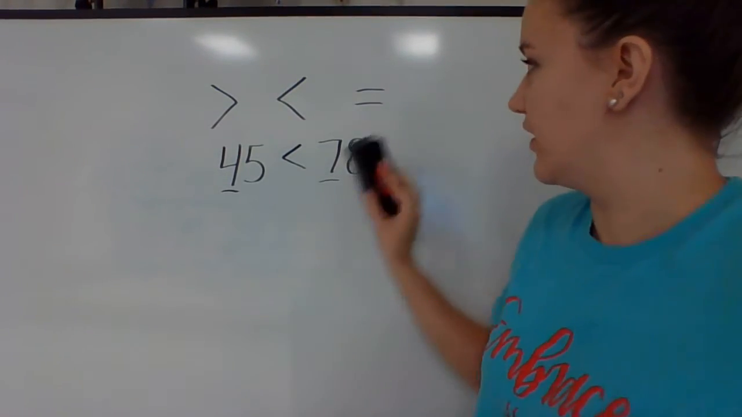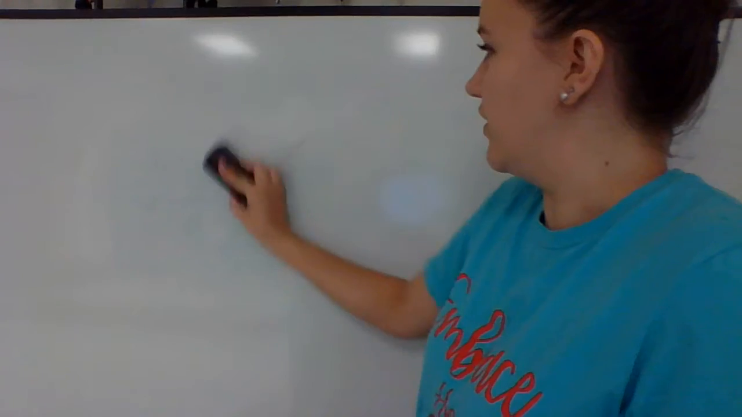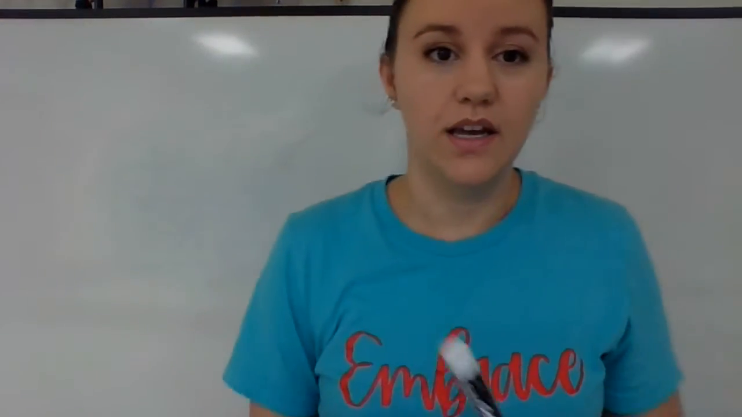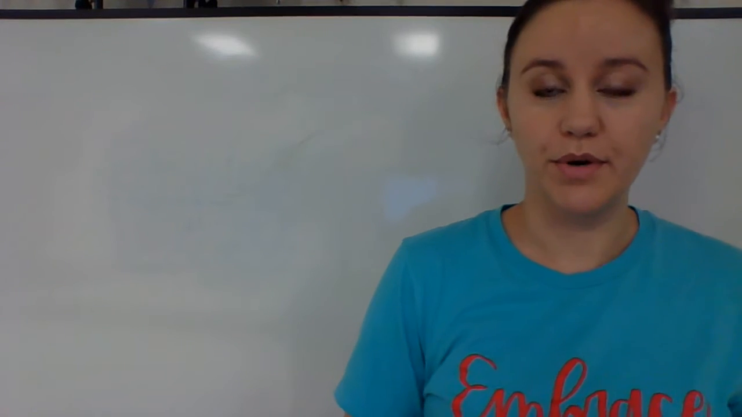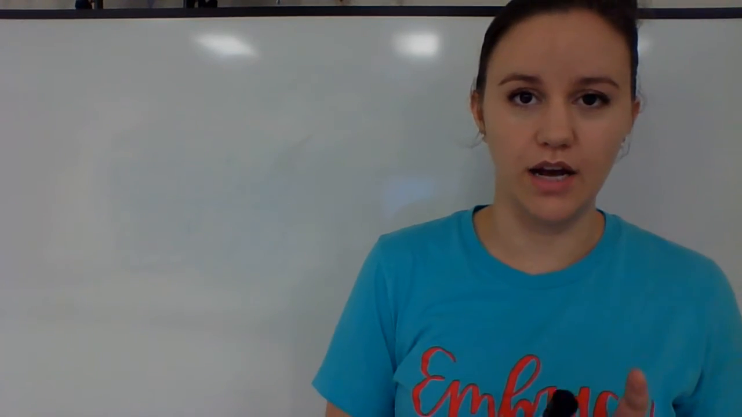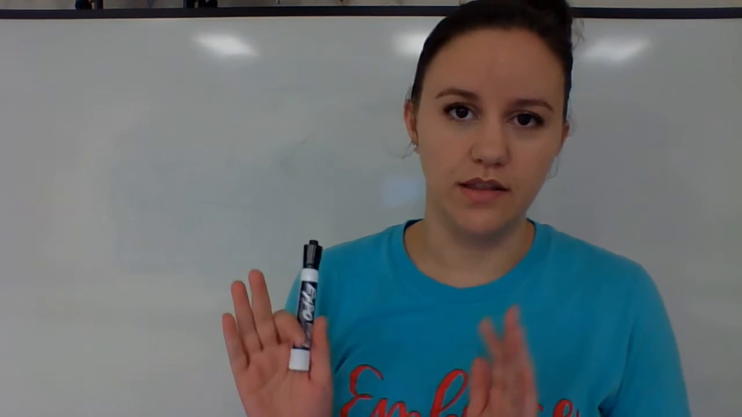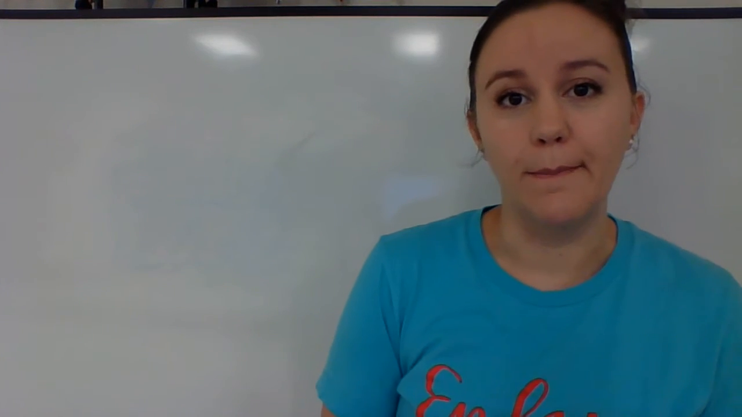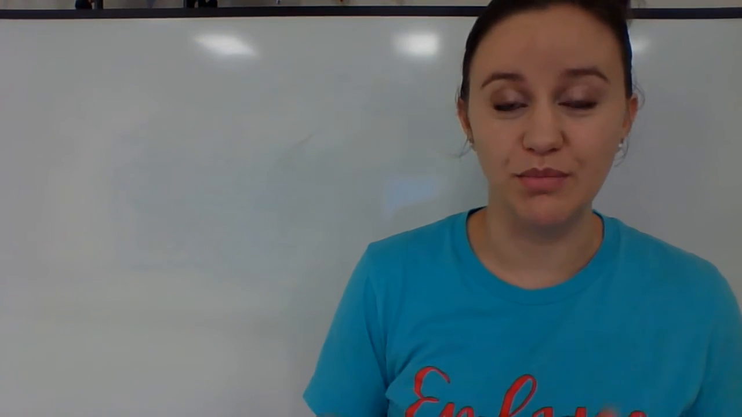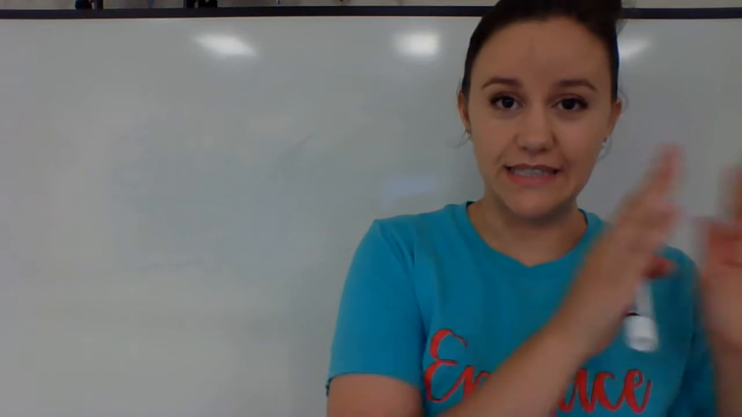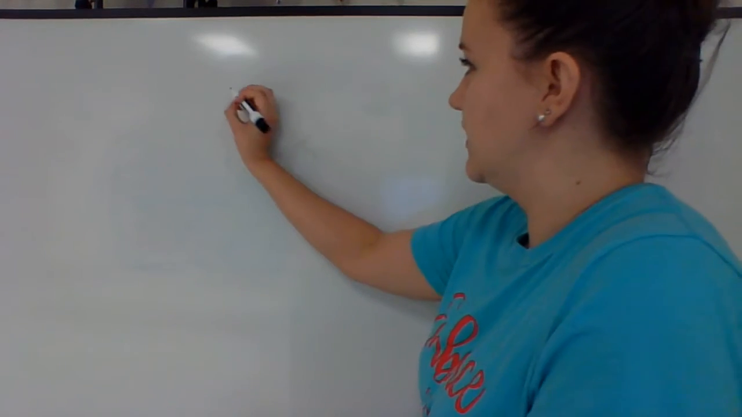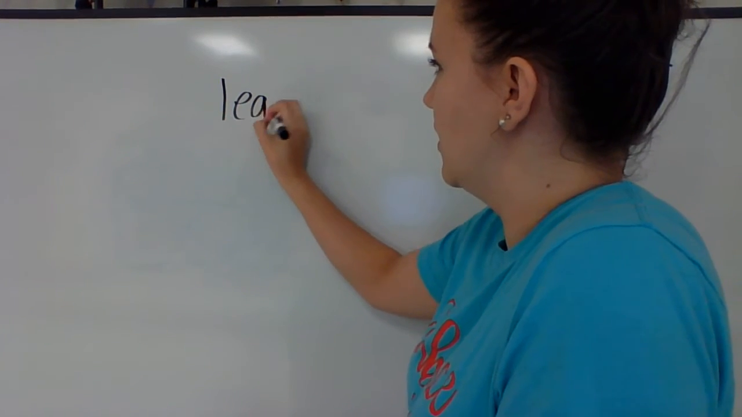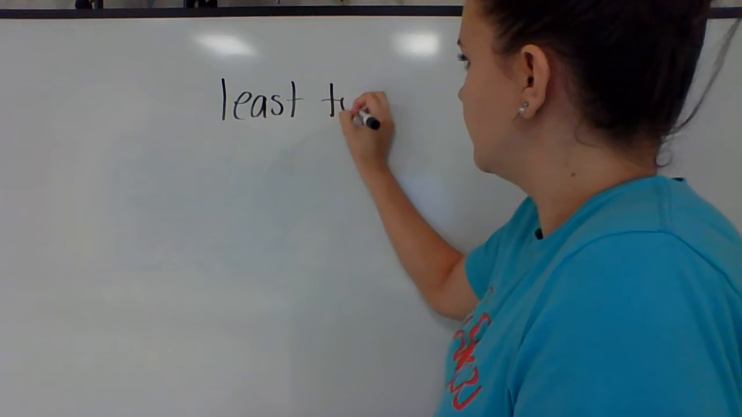So we've been working on comparing numbers with greater than, less than, and equal to. What we're going to do today is we're going to order numbers. So we know how to compare and how to figure out numbers that are less and numbers that are greater, but we need to know how to put numbers in order from least to greatest and from greatest to least. So let's start with least to greatest. So I'll write that up here so we can remember what we're doing.